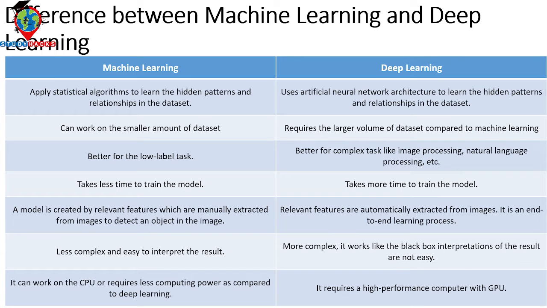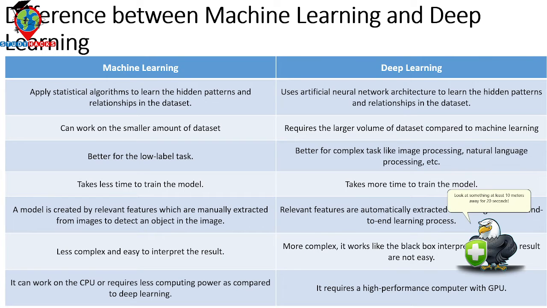In machine learning, the model is created using relevant features which are manually extracted from the image to detect an object in the image. On the other hand, in deep learning, relevant features are automatically extracted from the image, and it is an end-to-end learning process. Machine learning is less complex and the result is easy to interpret. Deep learning is more complex. It works like a black box, and interpretation of the result is not easy.